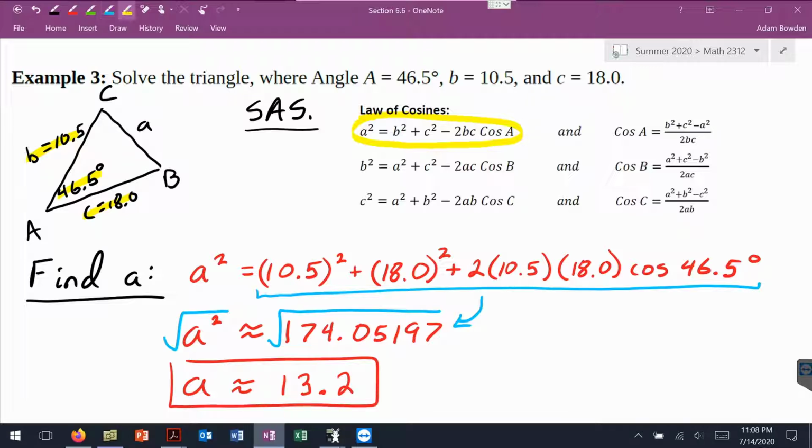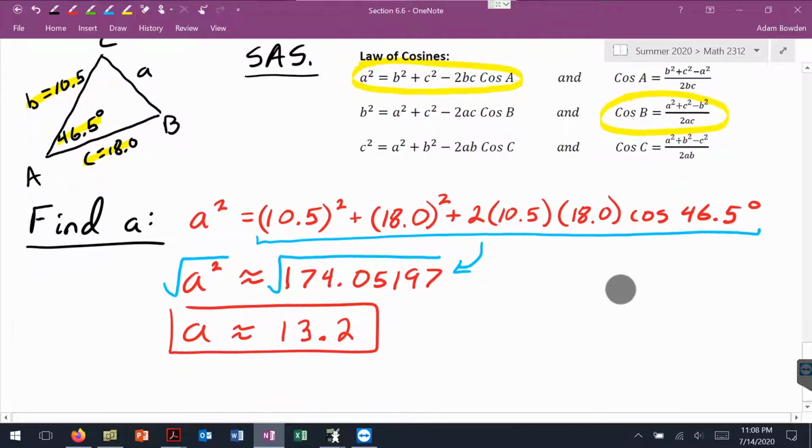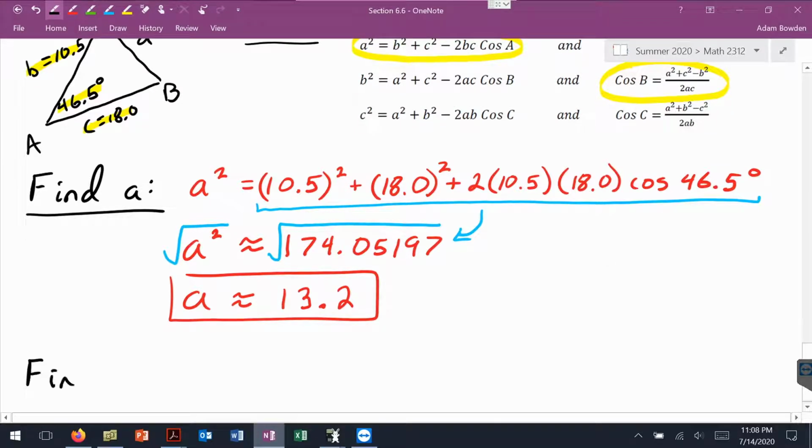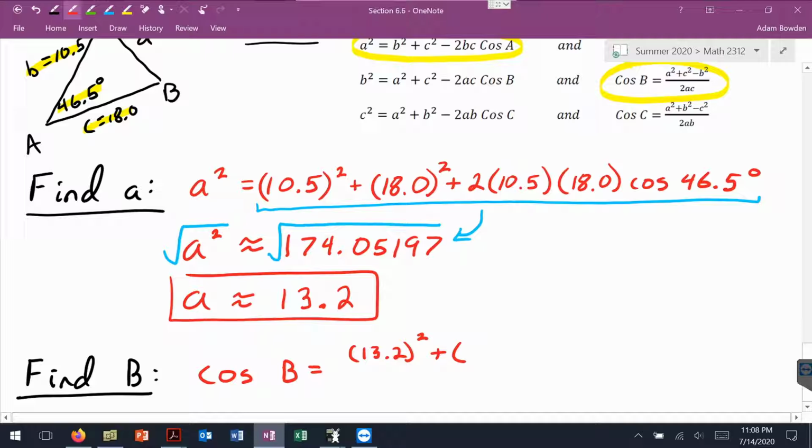Now let's look at one of the angles we have here. Let's look at angle B. So to solve for angle B, let's use this one over here that goes cosine B. Okay, so we're going to use that formula. And if you'd like to practice what we're doing so far, you may want to pause the video and see if you could calculate the value for angle B. When I set up the formula here, cosine B is going to be equal to 13.2 squared, as we've solved for A, plus 18 squared minus 10.5 squared, all over 2 times 13.2 times 18.